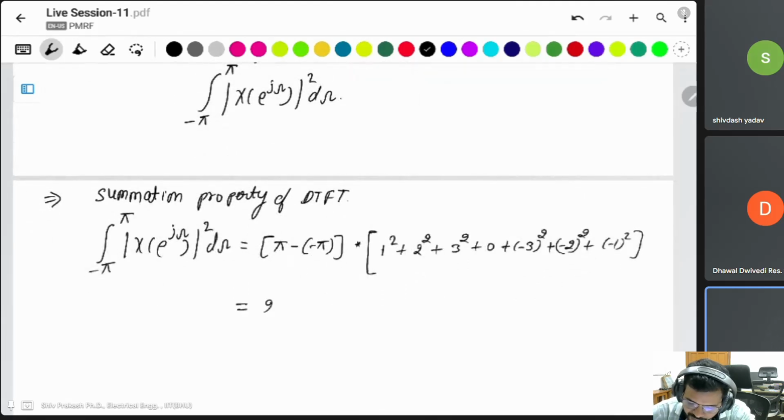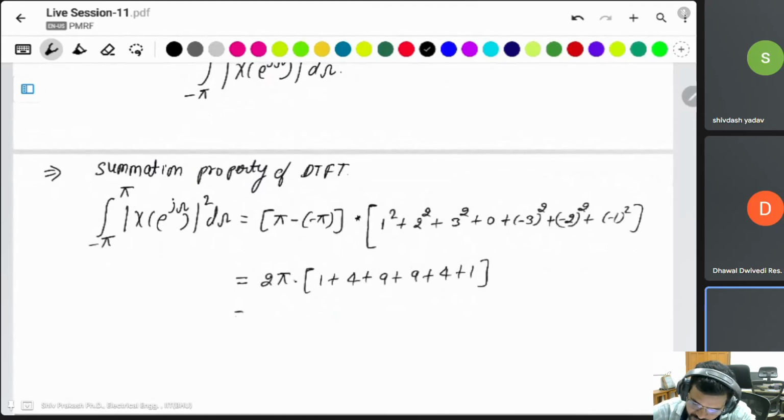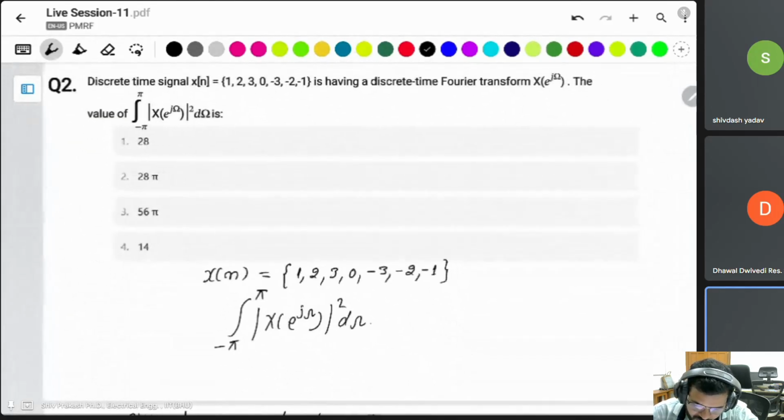This will be 2π times 1 plus 4 plus 9 plus 9 plus 4 plus 1. 1 plus 4 is 5, 9 plus 5 is 14, 14 plus 9 is 23, plus 4 is 27, plus 1 is 28. This will be 56π, given in the answer as the third option.